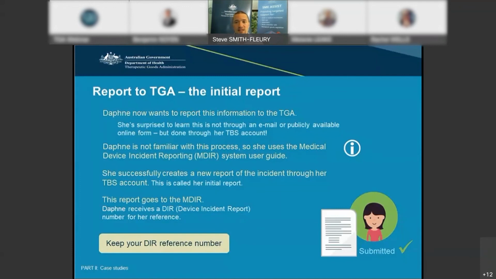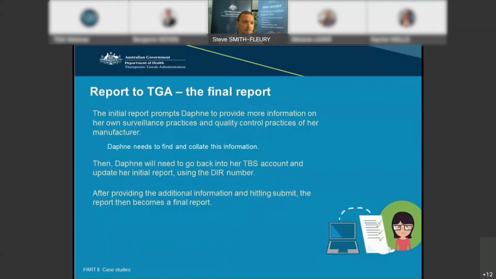The report is the initial report. She doesn't have all the information that's required to make it a final report at this stage. So at this point, Daphne receives a DIR number, which is the device incident report number, which is created when she submits this initial report. So she needs to keep this DIR reference number, as she'll need it in the future. This isn't the end of Daphne's adverse event reporting though.